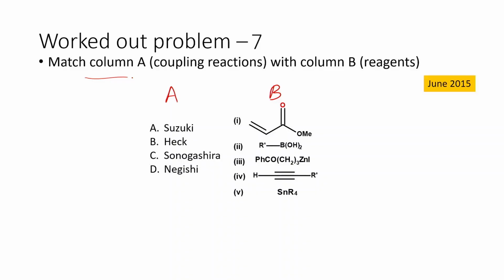Let us move on to the next problem. Here, match column A, where some names of coupling reactions are given, with column B, where some reagents are given. This question was asked in June 2015. So what are all the options that are given?